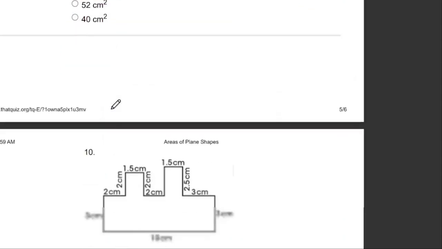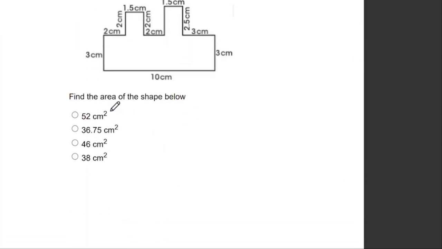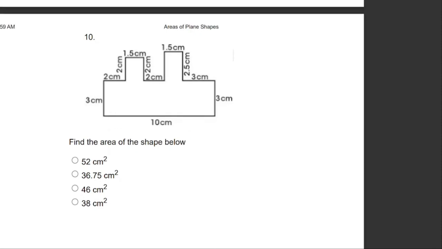So the last question we have here is also composite shape. So find the area of the shape below. So we want to find this area. So let's divide it. It depends on how you want to divide. Let's divide it this way, so that we have three shapes. This is 1, 2, and 3.